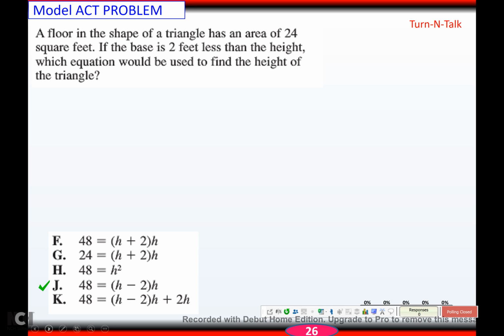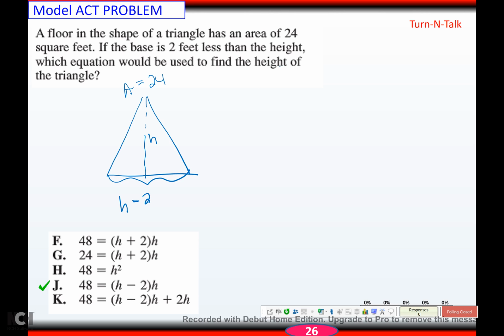And hopefully you got J. A floor is in the shape of a triangle that has an area of 24 square feet. If the base is 2 feet less than the height, which equation will be used to find the height of the triangle? Well, this would be the height, and the base is height minus 2.